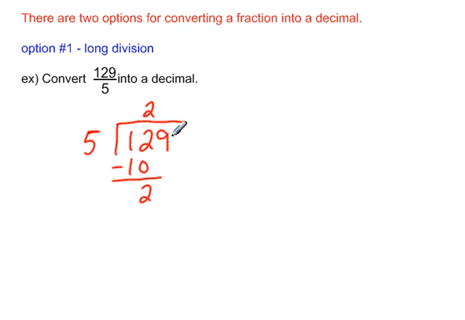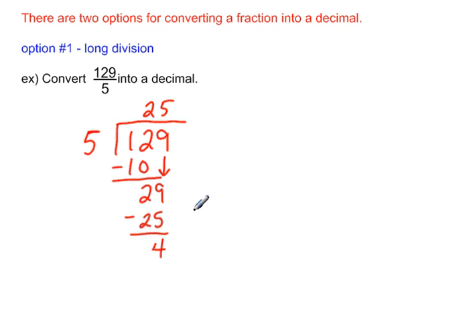And if you remember, if we have an extra digit hanging out here, we've got to drop it down. So 9 is going to keep 2 company, and 2 turns into 29. Process repeats itself. 5 goes into 29 5 times. 5 times 5 is 25. We're going to subtract. 29 minus 25 is 4.